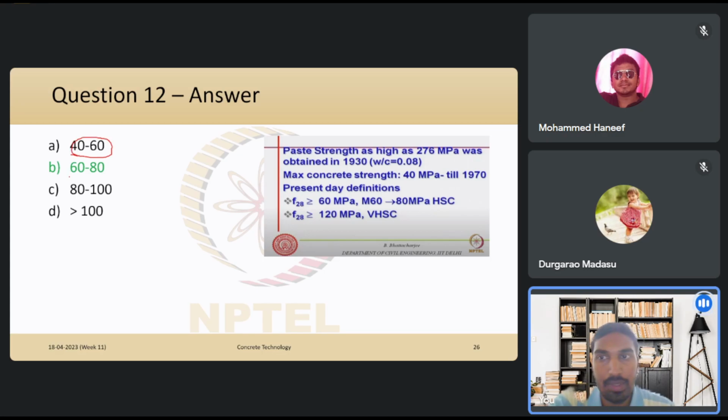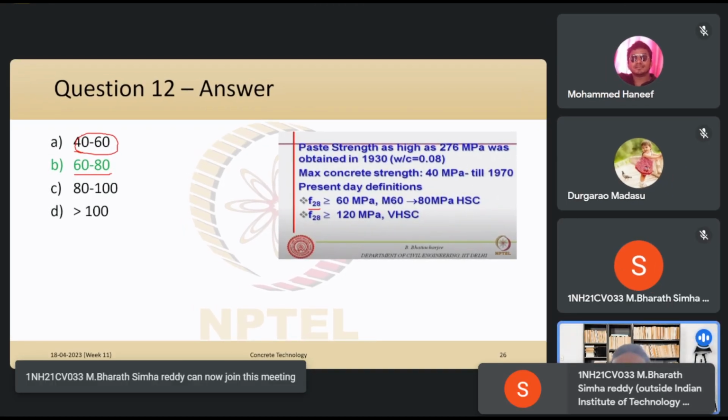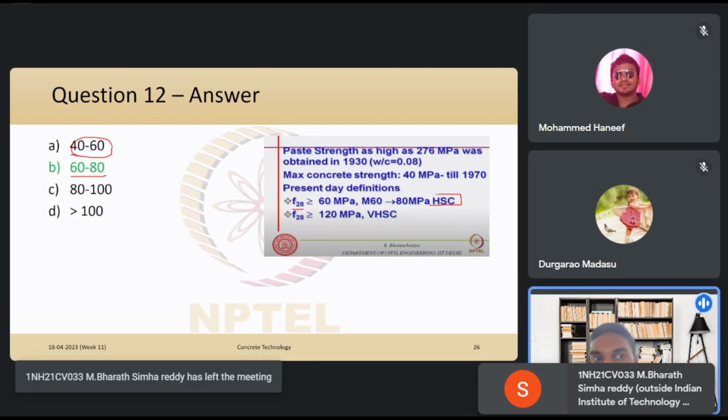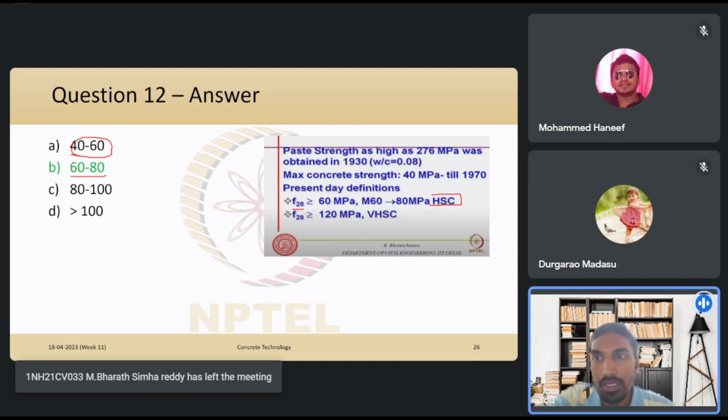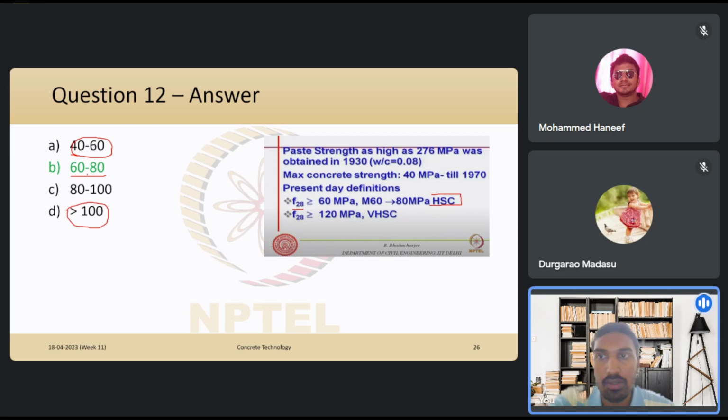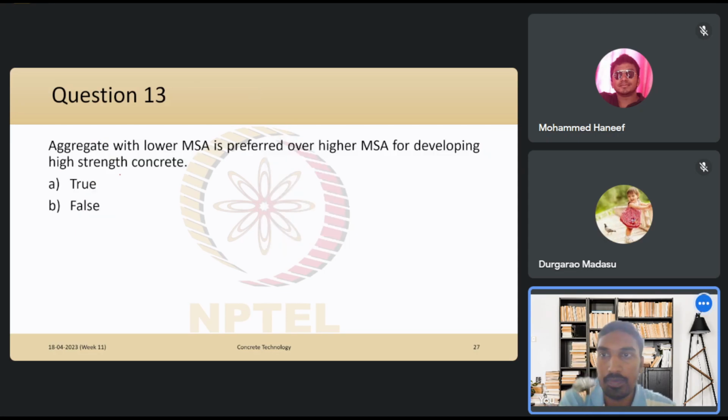So if you have 60 plus, in the range of 60 to 80, then as per the standard, this is at 28 days. So the compressive strength at the 28-day strength, if it is between 60 to 80, then it is called the high strength concrete, right? If you have anything greater than 120, in that case it will be very high strength concrete, right? So according to the Indian standard, it is between 60 to 80. That is the range given for the high strength concrete. Okay, so the right option is B.